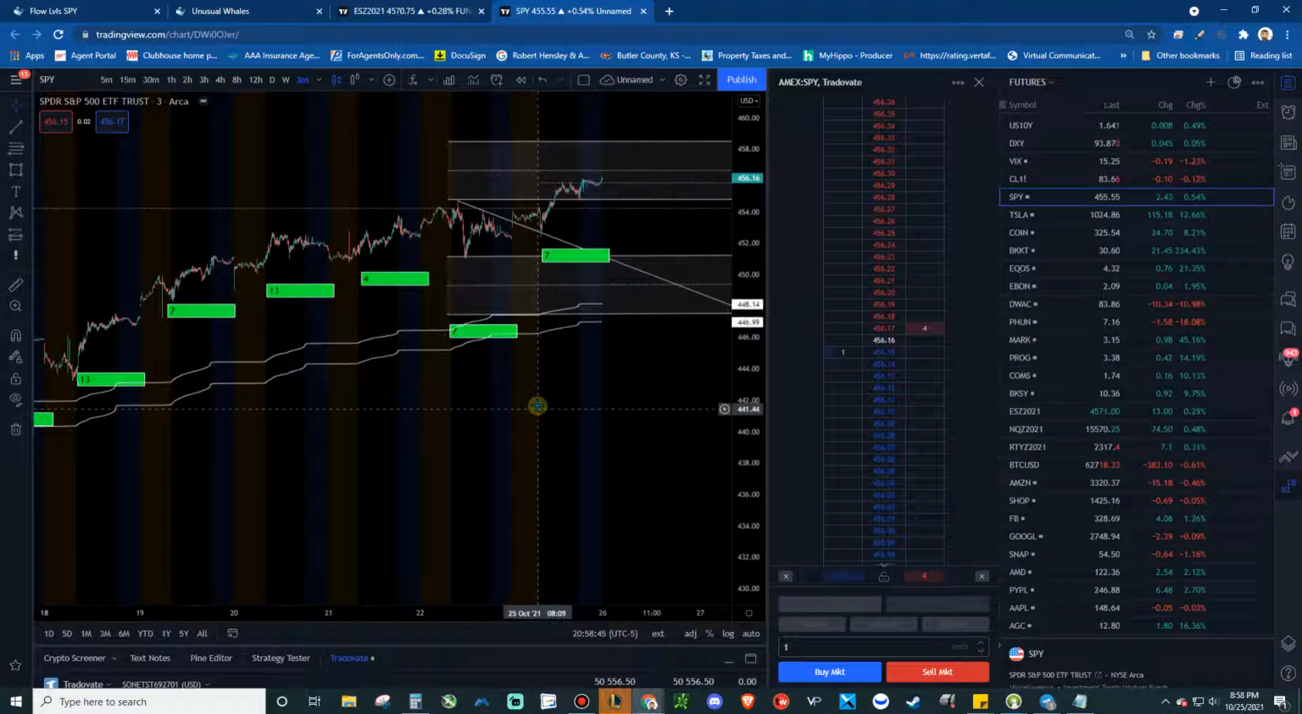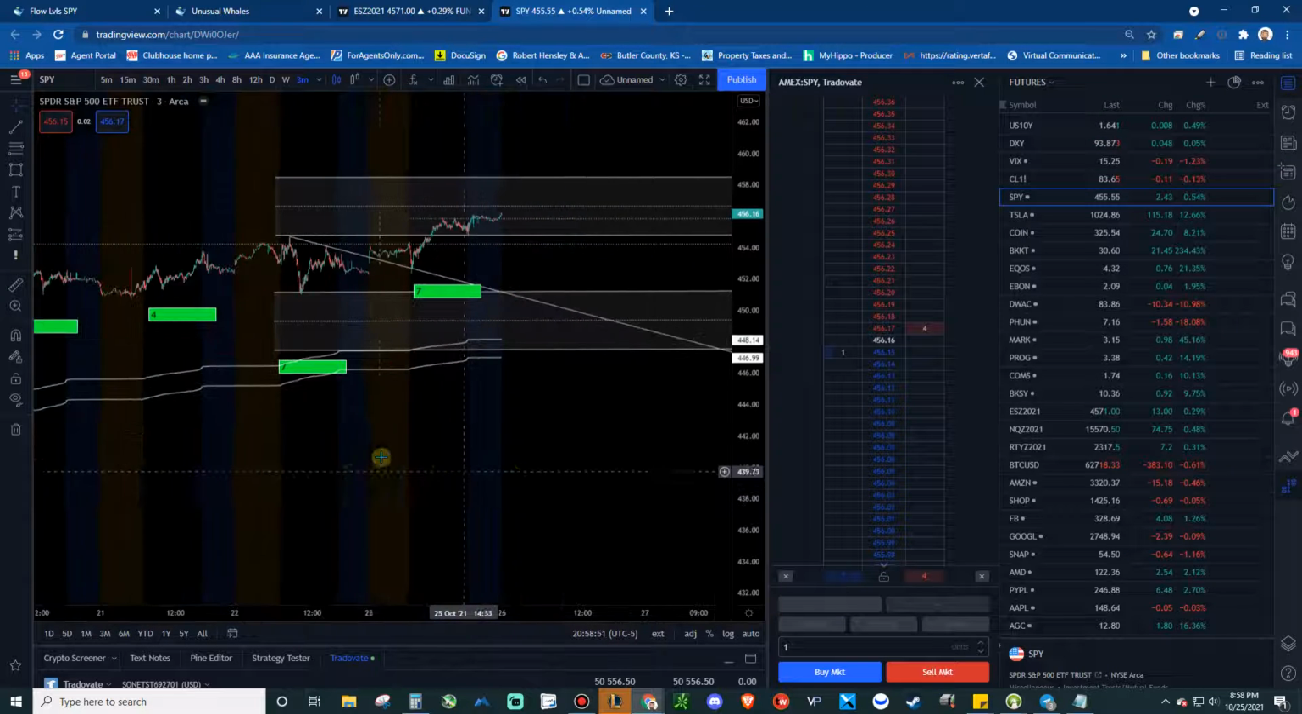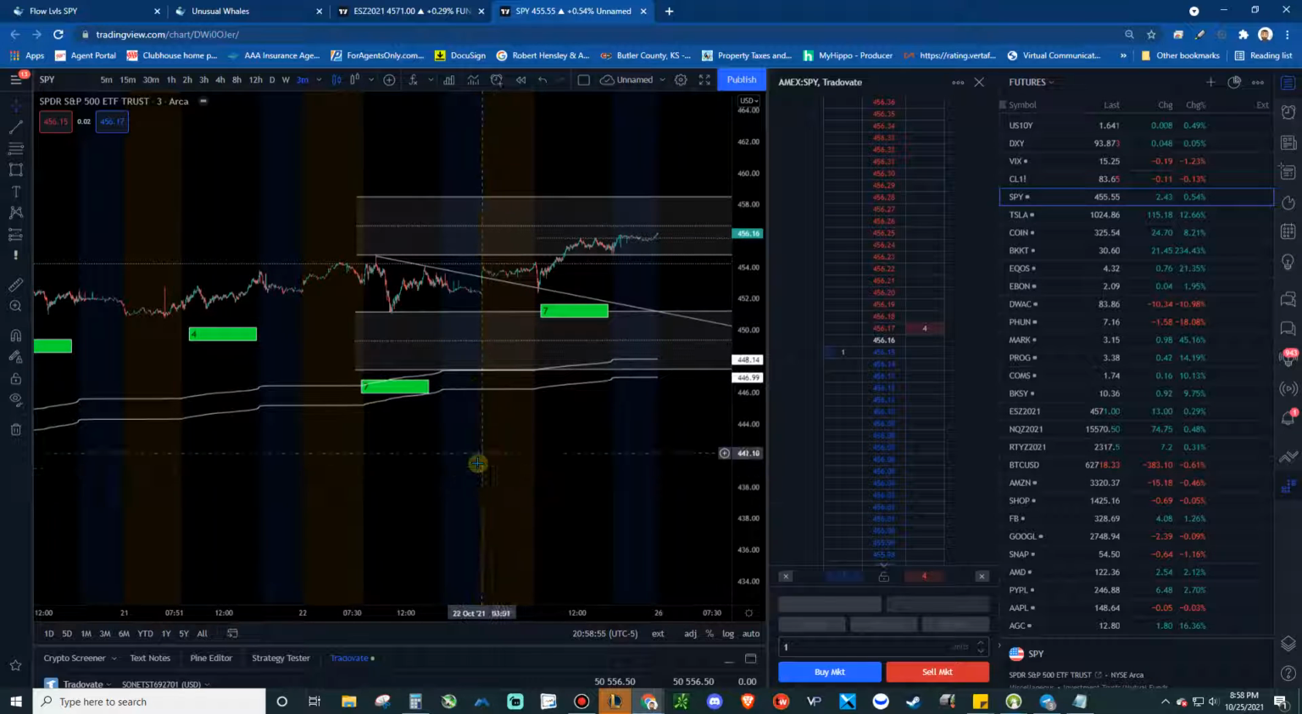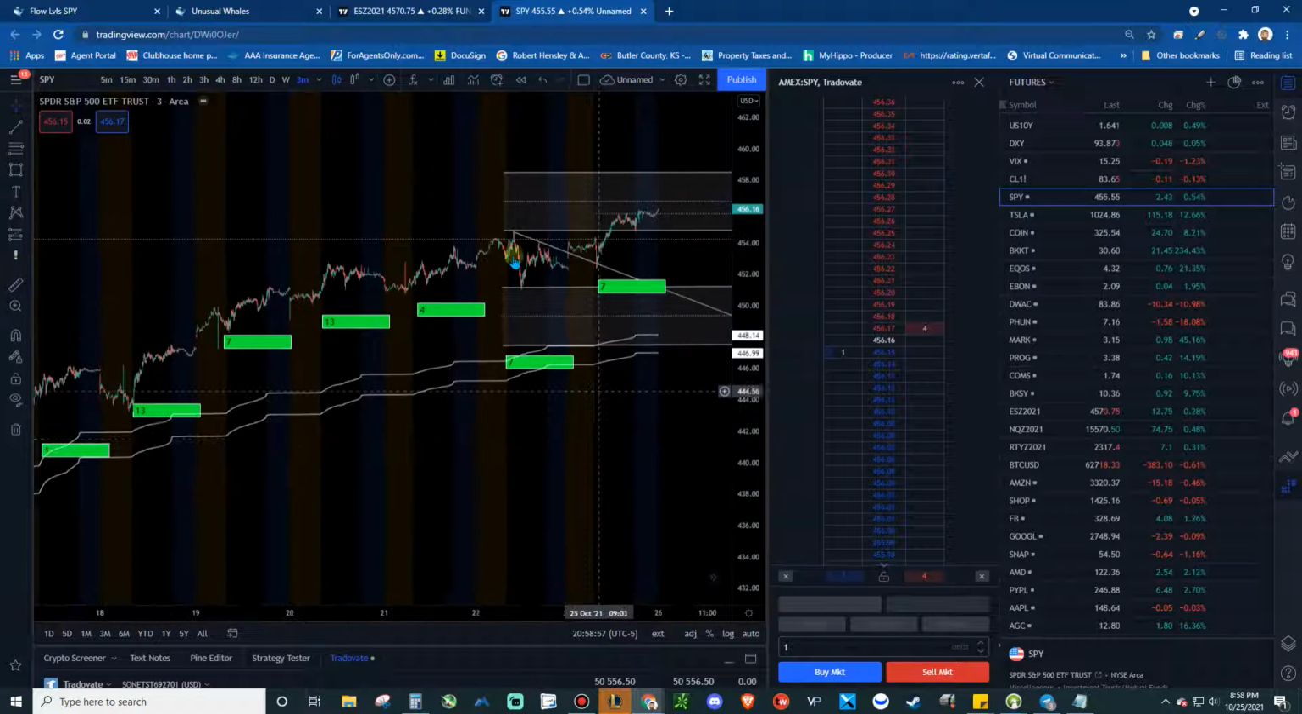But this is basically how I track SPY anyways, or track ES. I kind of just use this to play the futures or buy SPY options or whatever. And then I kind of knew that a volatility event, I don't know how long it was going to last, but I figured a volatility event was coming.